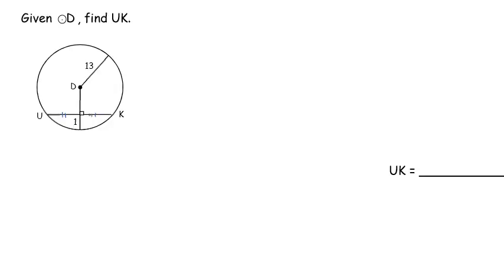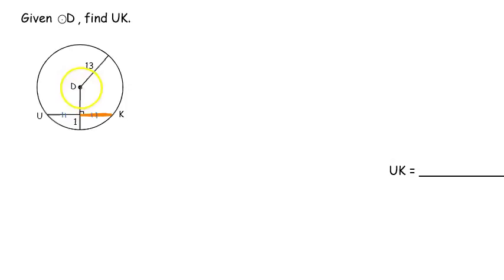I need to use that because I want to find that entire segment UK. In order to do this, I can find this segment I've highlighted in orange first and double it to get the whole thing. What we have to understand here is the idea that all radii are congruent. This is a very big important theme so far in this chapter. I know that the radius of this circle is 13.